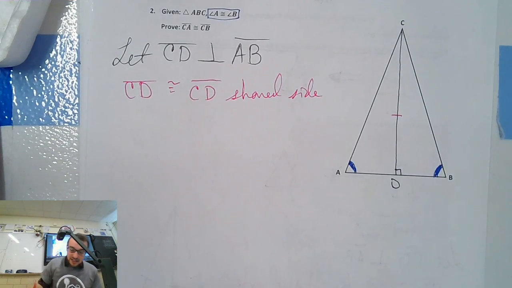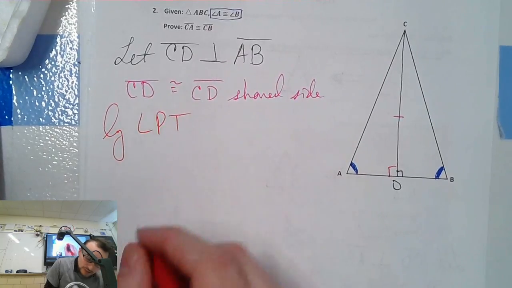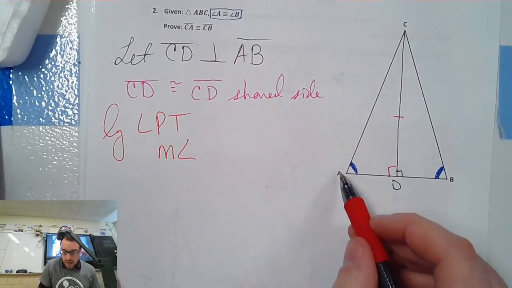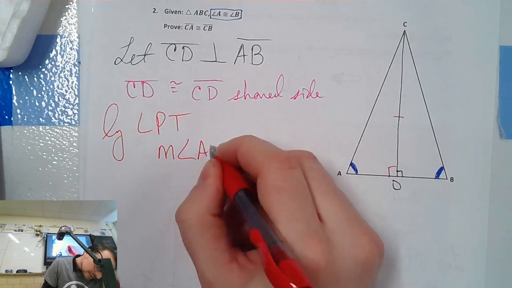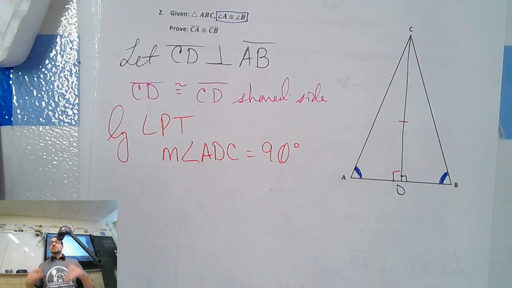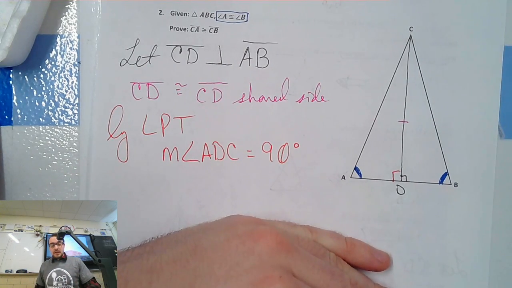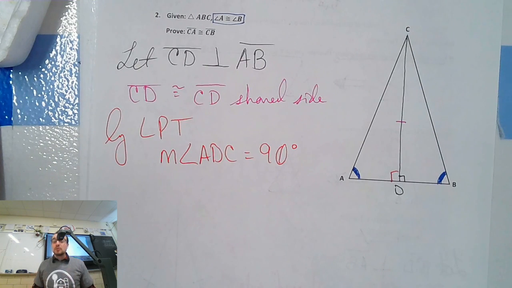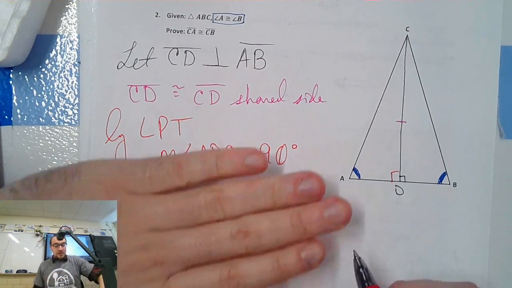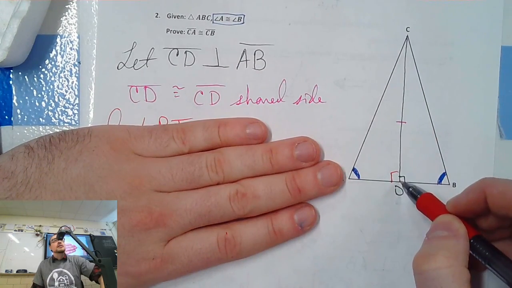Then I know this angle by LPT. By the linear pair theorem, the measure of this angle, angle ADC, equals 90. I think everybody, for the most part, got up to there. If not, are you with me now? We do have enough information to prove these triangles congruent. How are we going to do it? Alex, do you see it? Did I have you up to here? Shared side.